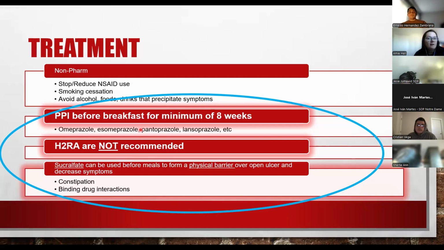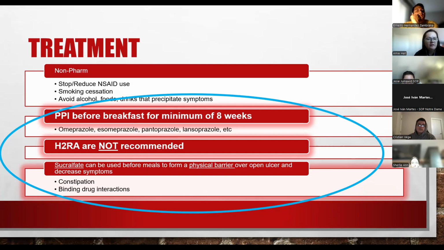H2RAs are not recommended, so your cimetidine, your famotidine are not recommended. They do not increase the pH of the stomach enough to provide the healing that is needed. So sucralfate can be used before meals. Sucralfate becomes like a slurry sludge that puts a physical barrier over it, like painting over the ulcer, so that you have decreased symptoms, but it's not doing anything to heal or help the ulcer. The sucralfate is only for symptoms. It's only to help you be able to eat. And it can cause constipation and binding with other drugs.